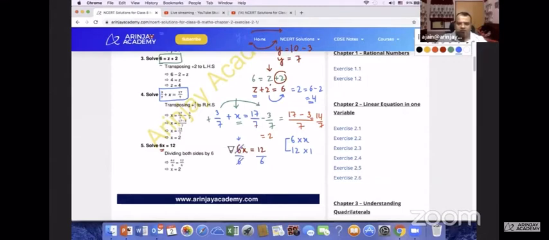So 6 divided by 6 gives me 1. 12 divided by 6 gives me 2. 1x, or in other words, x is equal to 2. This is how I have solved the fifth question. Shall we move on to the next question?